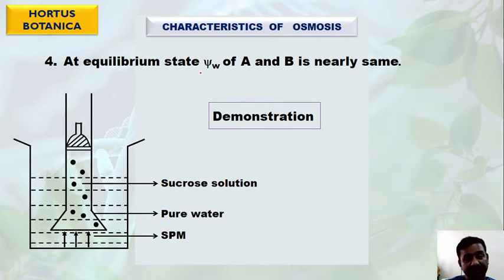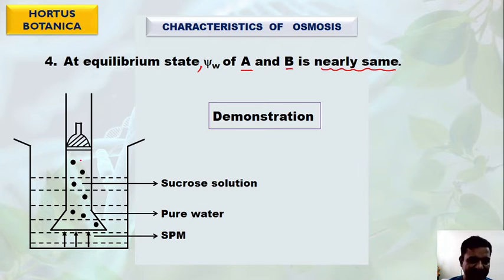Now, at equilibrium state, a very important point. What happened? The water potential of A and B are nearly the same. If they are at equilibrium, of course it will be the same, right? Now see how we can create the pressure so that water goes inside.